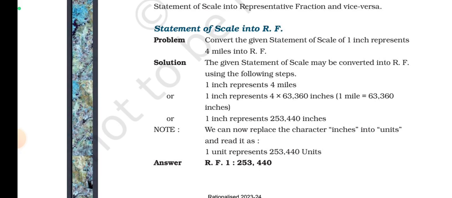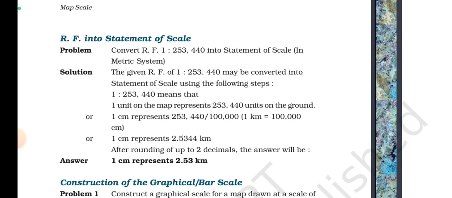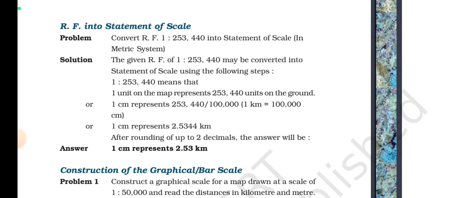So 1 inch represents 4 miles, so 1 inch represents 4 into 63,360 inches, since 1 mile equals 63,360 inches. 1 inch represents 253,440 inches. We can now replace the word inches with units and read it as 1 unit represents 253,440 units. So RF is equal to 1 is to 253,440. So this mathematical part is very important.